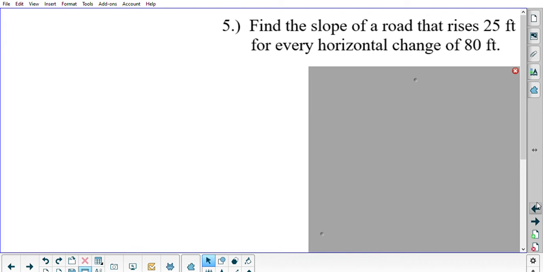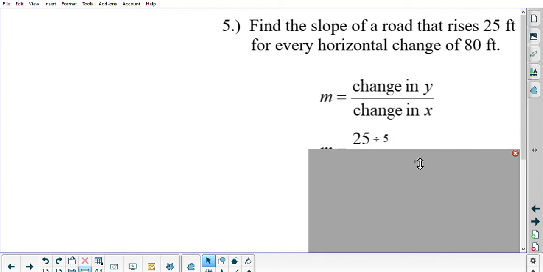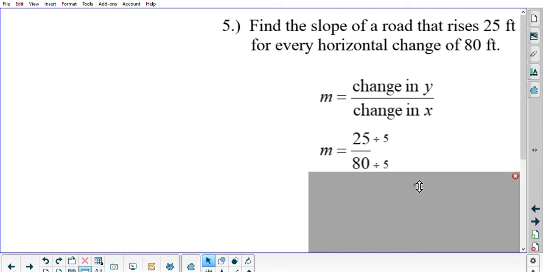All right, problem number 5. It said the slope of a road that rises 24 feet. Now let's keep this in mind. Slope is change in y over change in x, or as many algebra teachers will say, rise over run. So clearly then, the rising of 25 feet, that should be your numerator. That's your up and down. That's your change in y. Your denominator would be the 80 feet, the horizontal change, because horizontal would be the direction of x.